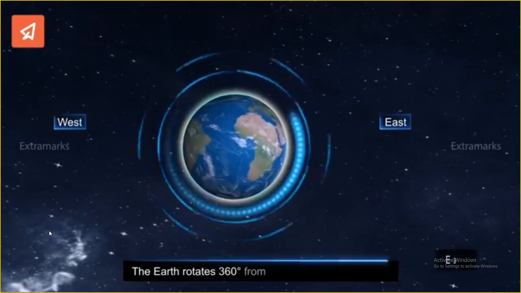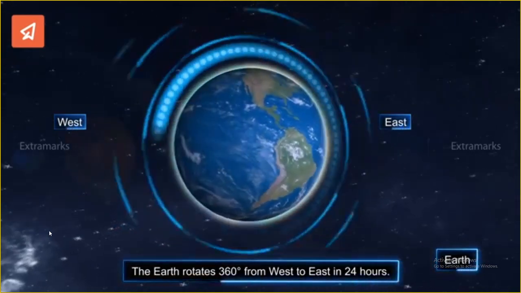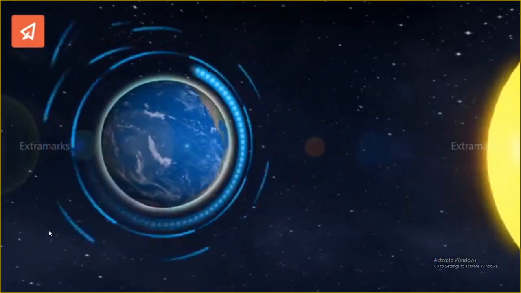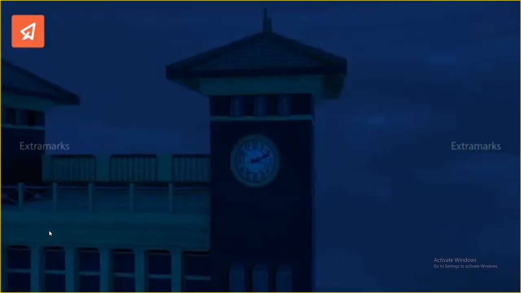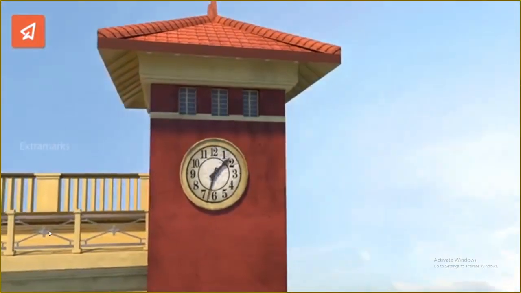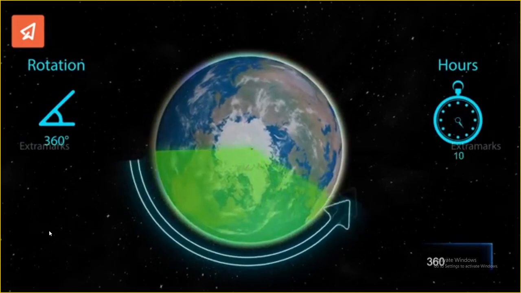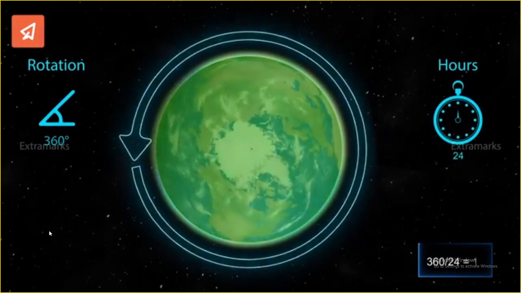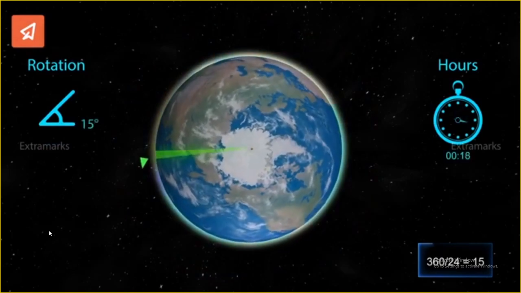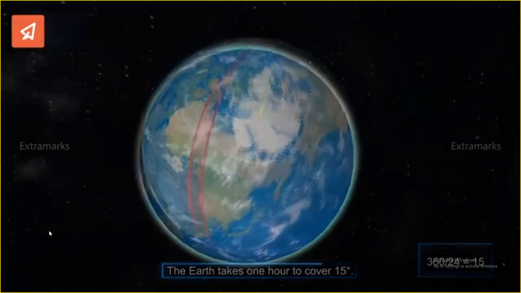The Earth rotates 360° from west to east in 24 hours. The time taken by the Earth to complete one rotation and pass between the two peak positions of the Sun is called a day. Thus, if we divide 360 by 24, we get 15, which means that the Earth takes 1 hour to cover 15 degrees.